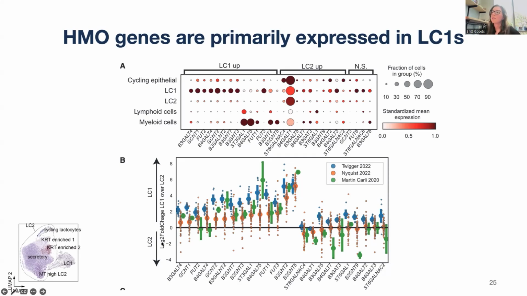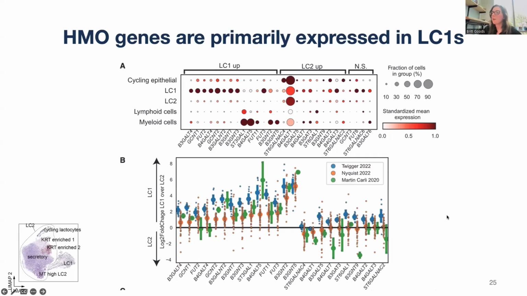Another way to visualize this is actually as a log fold 2 change of our LC1s over our LC2s. And then this is actually colored for each gene from the study of origin. And what's really nice is that we see pretty good agreement across all three studies for the expression of genes that appear to be predominantly expressed in our LC1 compartment, and then ones that appear to be more expressed in our LC2. This doesn't mean that some of them are not expressed in LC1s, but definitely are a little bit higher in our LC2 population.